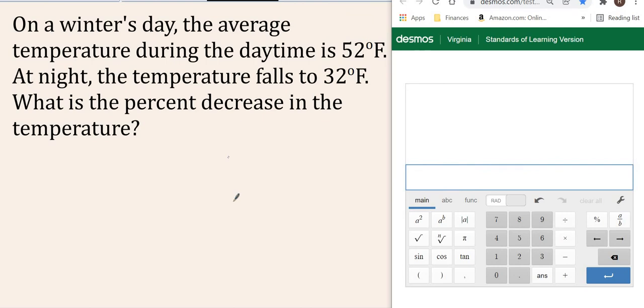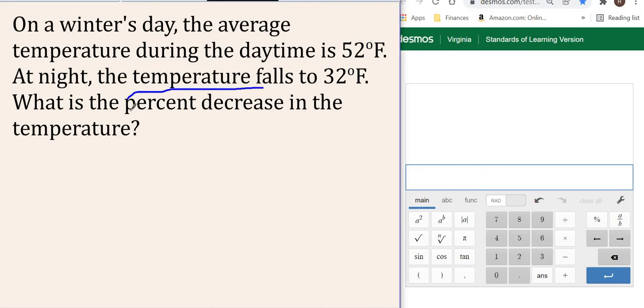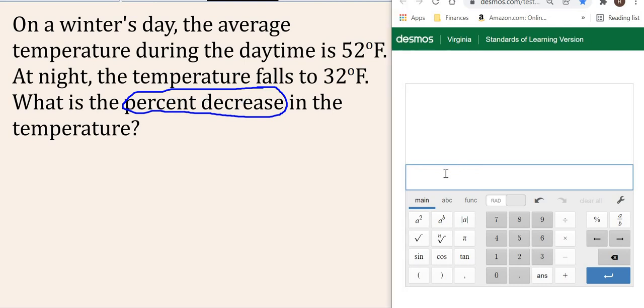This one says on a winter's day, the average temperature during the daytime is 52 degrees. At night, the temperature falls to 32 degrees. What's the percent decrease? When you see percent decrease, percent increase, or percent change, you automatically have to use this formula. So I'm going to go ahead and I'm going to type it. Then we'll talk about what all the pieces mean. Okay? So that's the formula.